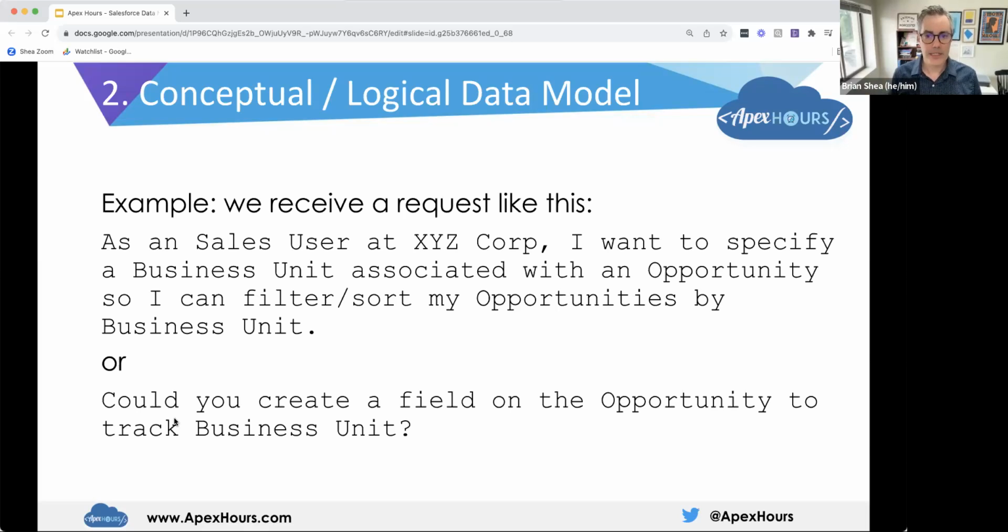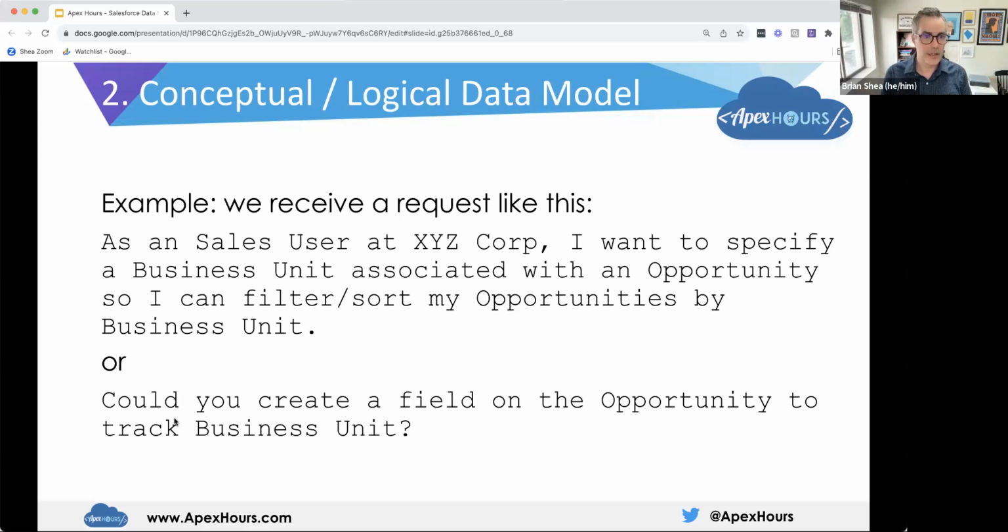I'll say also for this example, just for time purposes, this is a very small example. Obviously, for a project, you may be doing something much larger. And as I mentioned before, for larger projects, larger initiatives, that's when doing a conceptual model really can add a lot of value. So this is a little bit shortened for time, for our context, but hopefully this illustrates the value of conceptual models. So as a Salesforce professional, we may receive a request that looks something like this.